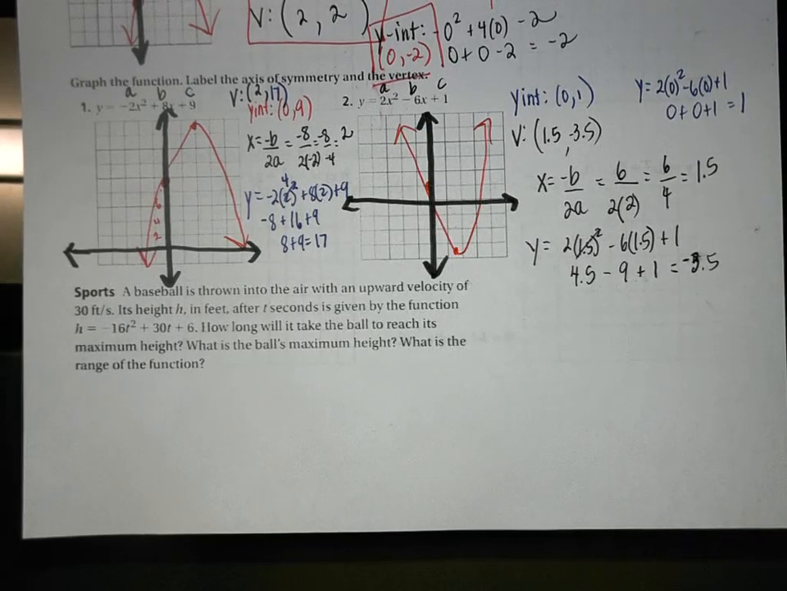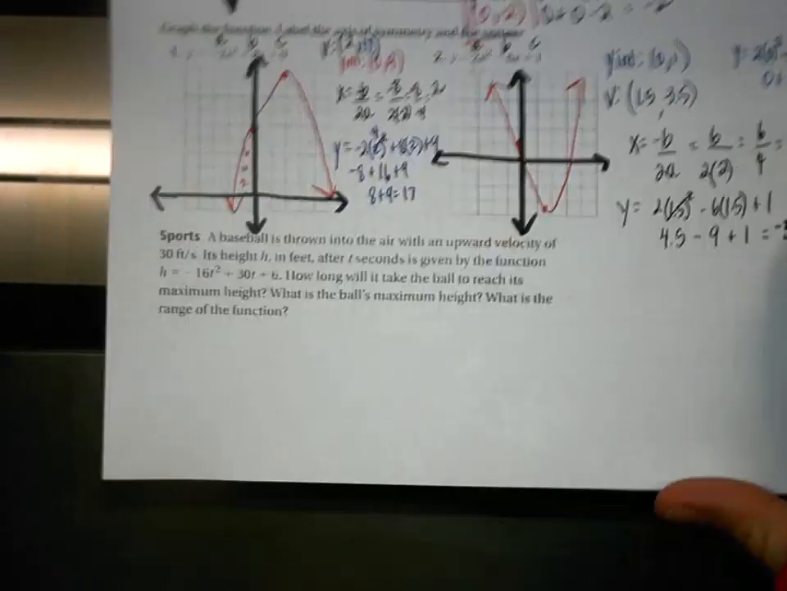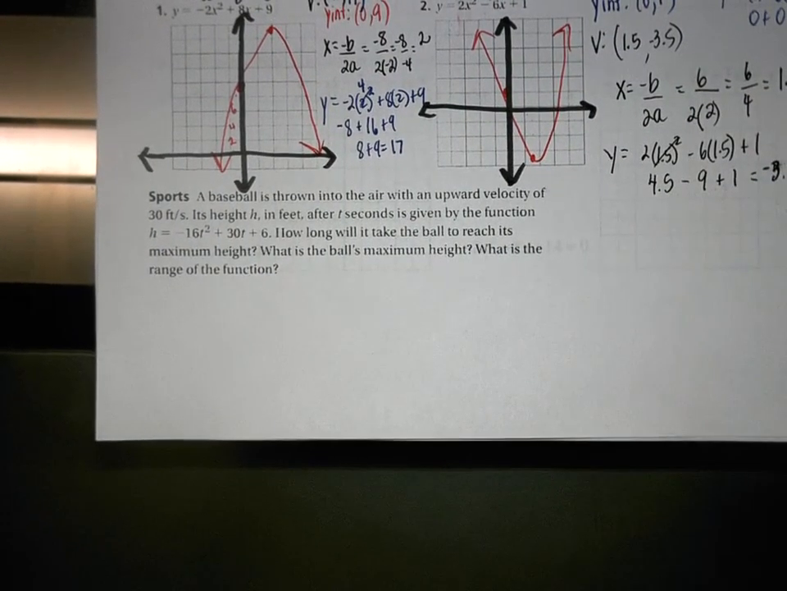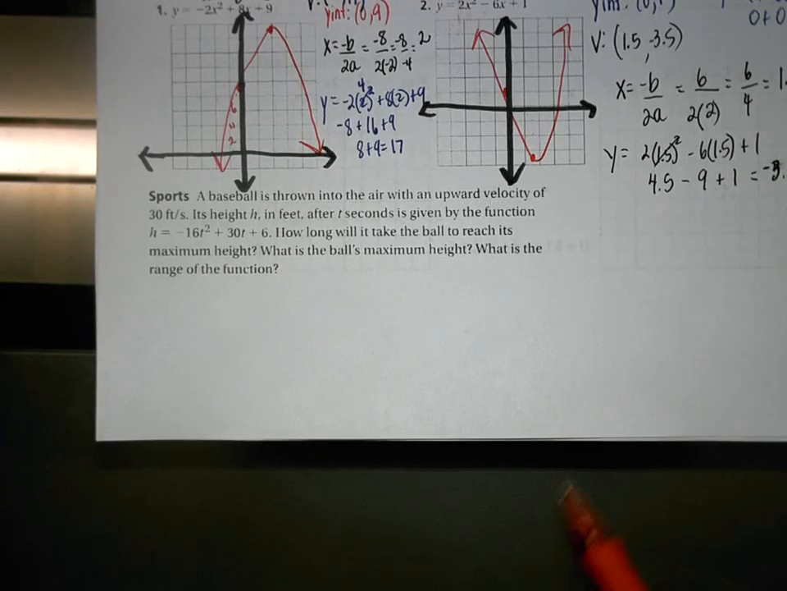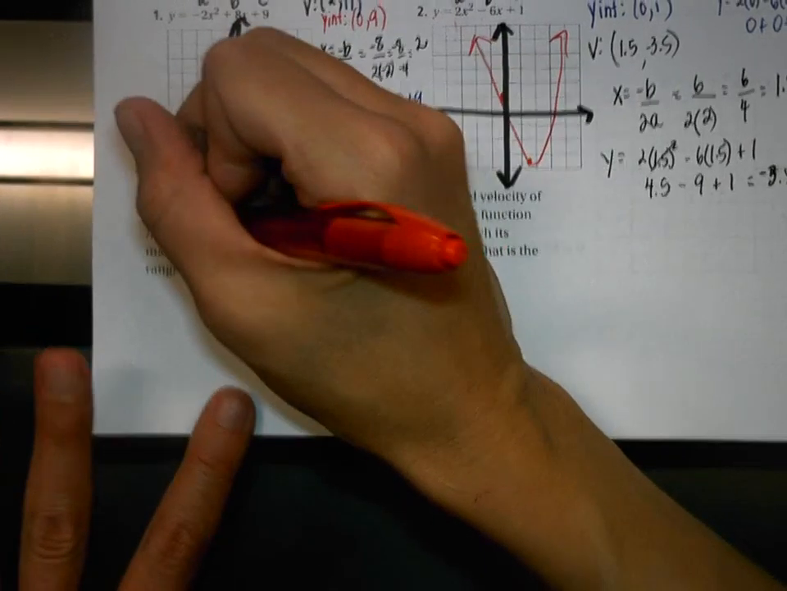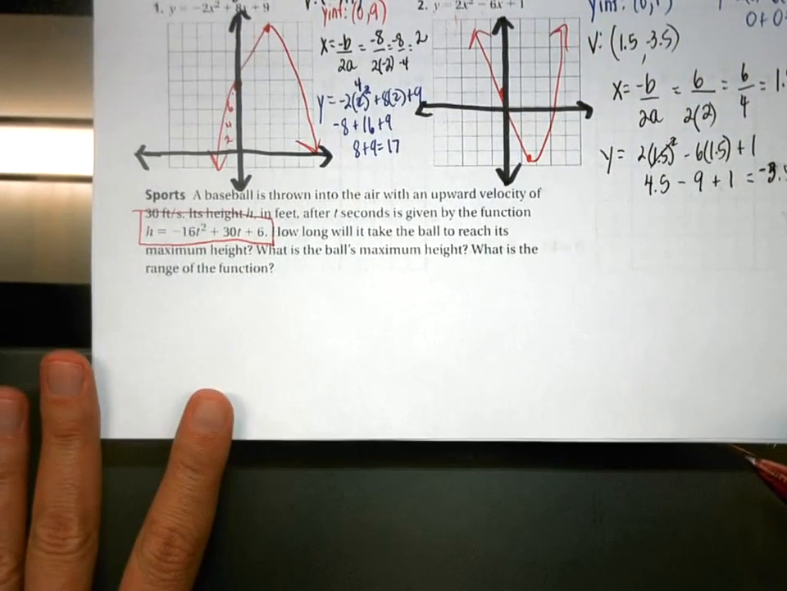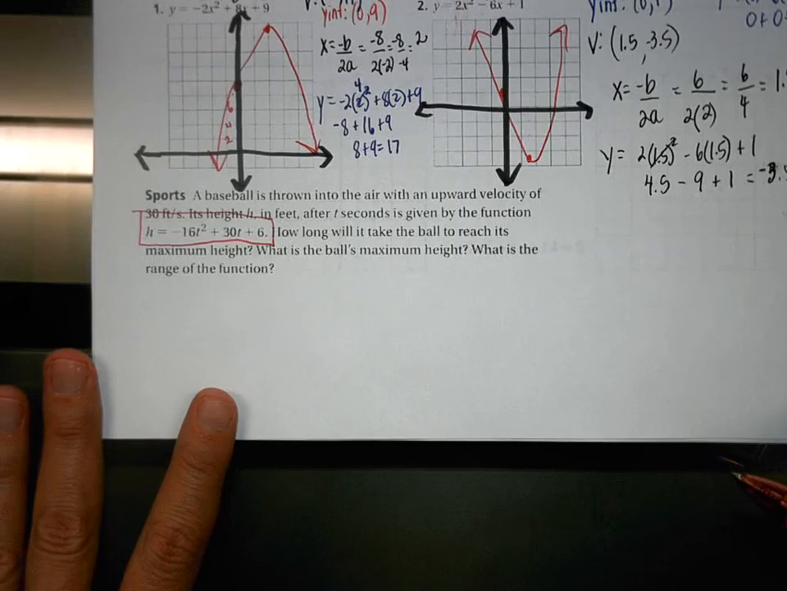Okay, sports. A baseball is thrown into the air with an upward velocity of 30 feet per second. Its height h in feet after t seconds is given by this function that is right here. How long will it take the ball to reach the maximum height? And what is the ball's maximum height? And then what is the range of the function?